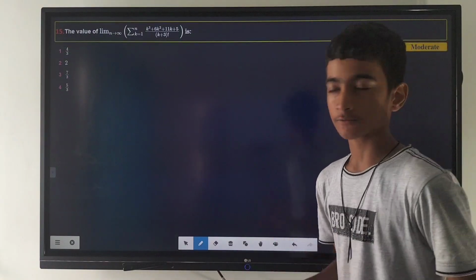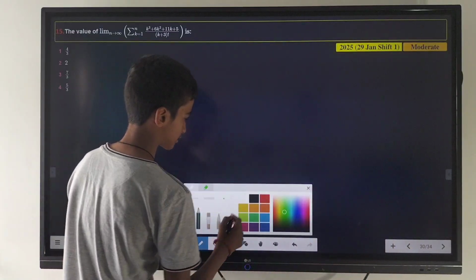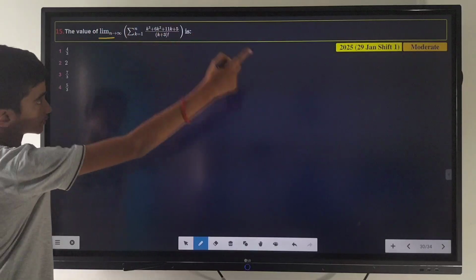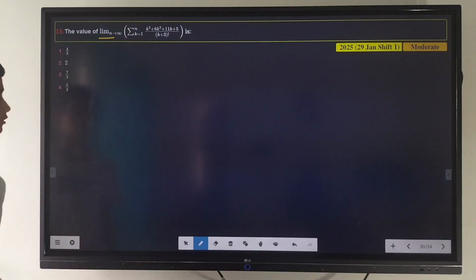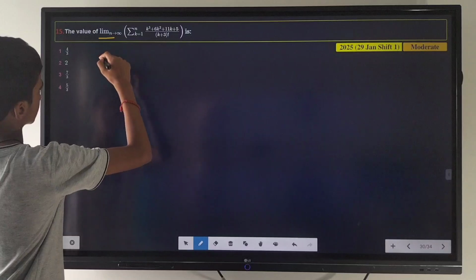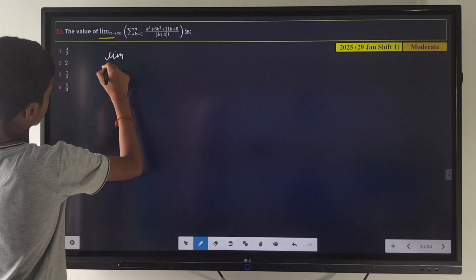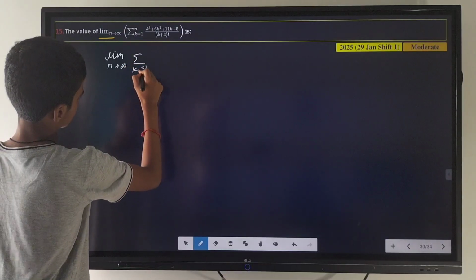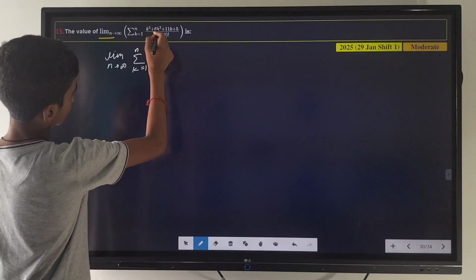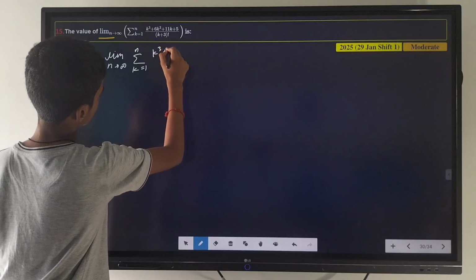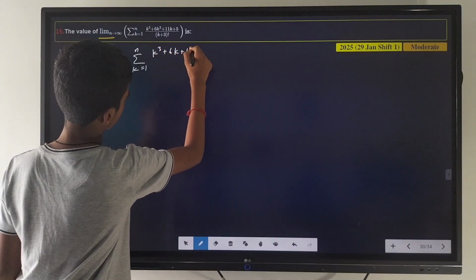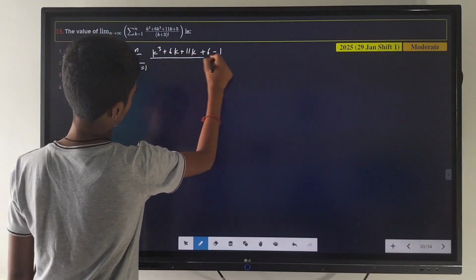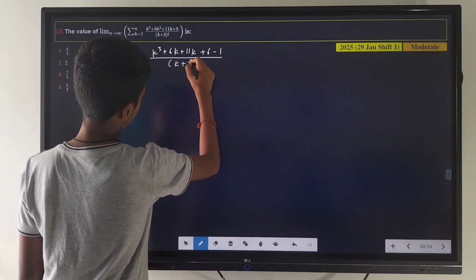So here is our next question now. This time our question says the value of this limit is. So to find the value of the limit, first let's simplify the inside expression. Limit n tends to infinity, sigma k is equal to 1 to n. We can write the whole expression as k cube plus 6k square plus 11k plus 6 minus 1 upon k plus 3 factorial.